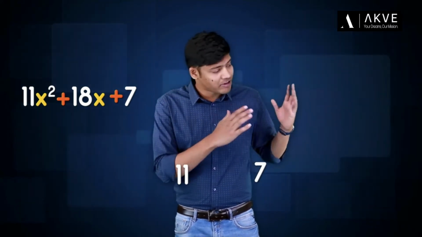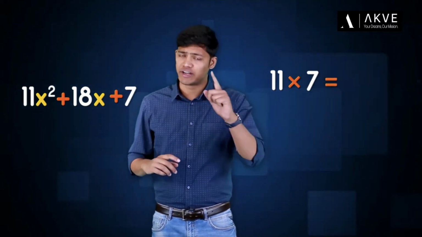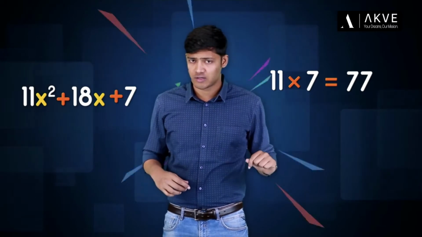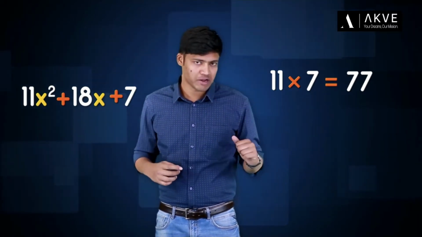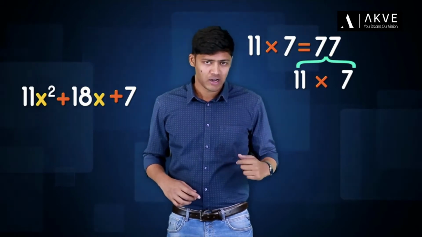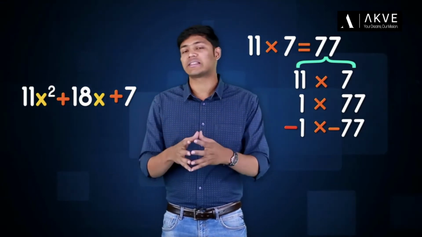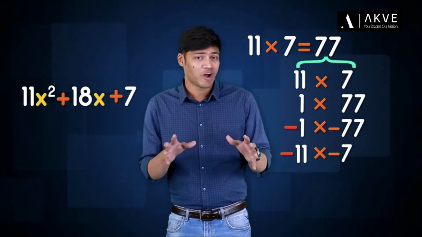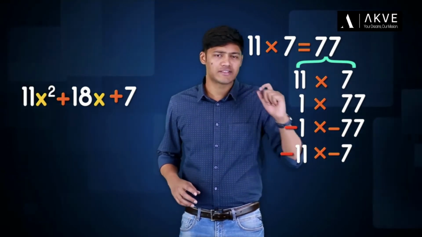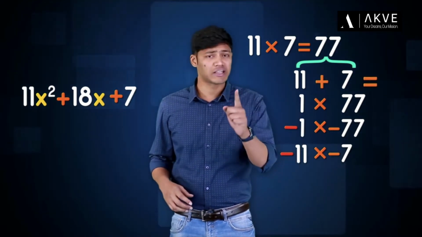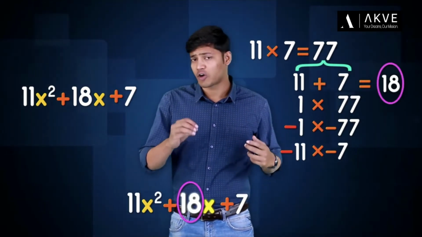First, we will multiply the coefficient of x squared and the constant term. So, 11 multiplied by 7, which is nothing but 77. Now, we will express 77 as the product of two integers. So, it can be expressed in 4 ways. That is, 11 multiplied by 7, 1 multiplied by 77, minus 1 multiplied by minus 77, minus 11 multiplied by minus 7. Now, out of all these 4 pairs, which one we will consider? Yes, 11 and 7. Since 11 plus 7 is nothing but 18, which is the coefficient of x.